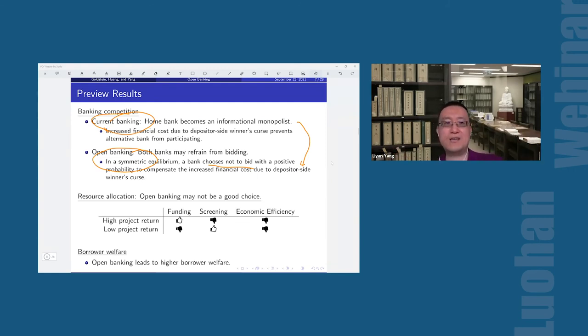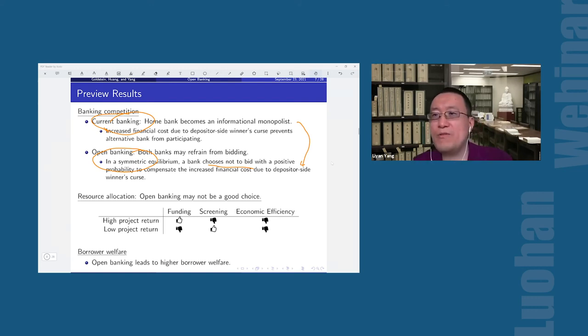So that's a very striking result. Their rent will just become the reservation value, because even if they see a good signal, they will play a mixed strategy. A mixed strategy, by definition, means that their equilibrium rent is equal to the reservation value.